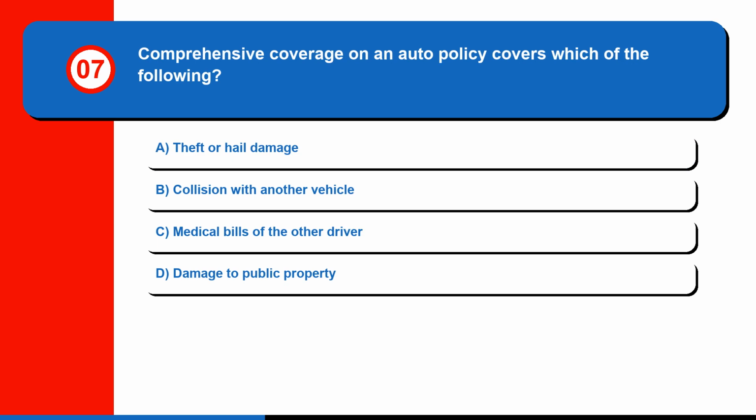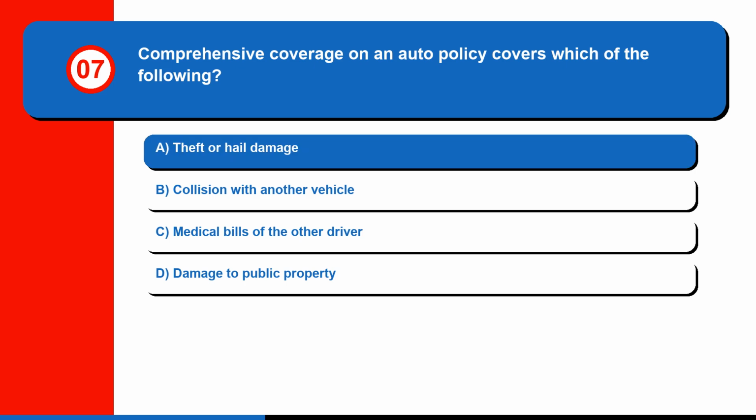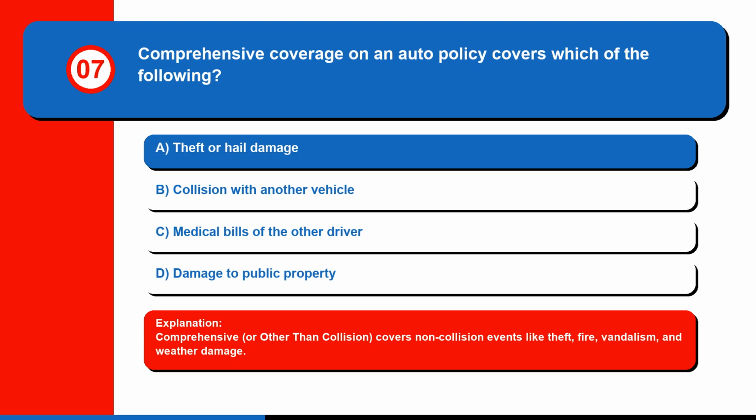Question 7. Comprehensive coverage on an auto policy covers which of the following? A. Theft or hail damage. B. Collision with another vehicle. C. Medical bills of the other driver. Or D. Damage to public property. The correct answer is A. Theft or hail damage. Comprehensive, or other than collision, covers non-collision events like theft, fire, vandalism, and weather damage.